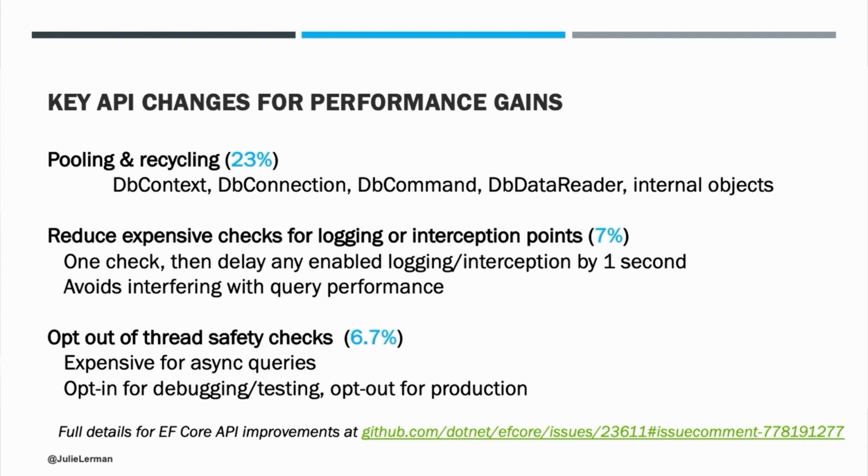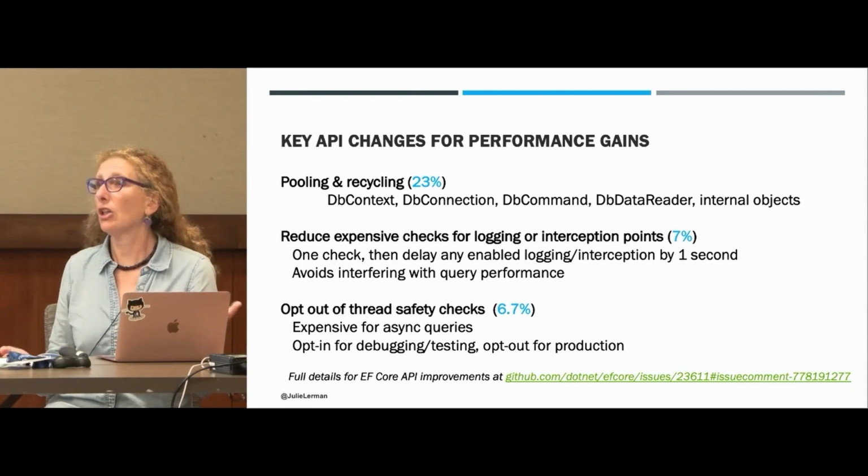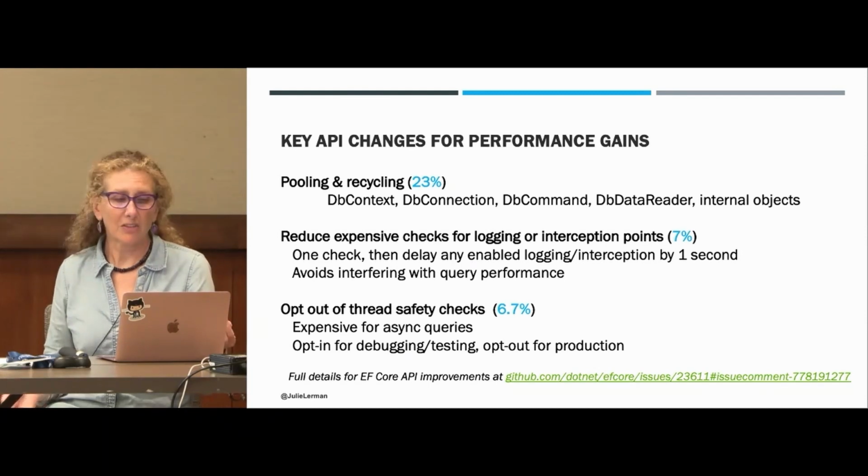So what they did was they added to the pooling, so now it also pools by default connections and commands and data readers, all kinds of internal objects. So that is responsible for a large amount of the performance gains. They tweaked how interception and logging works.